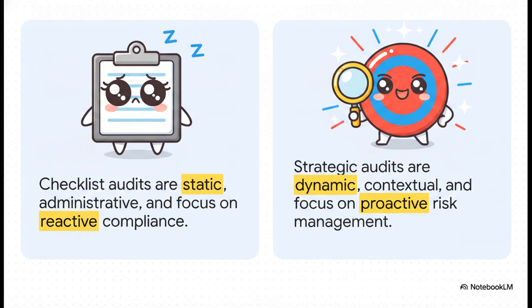Because, frankly, there is a massive difference between an auditor who's just hunting for a signed piece of paper and one who really investigates the true context of an organization. A checklist audit is completely static, right? It basically treats the environment like some annoying administrative hurdle. But a strategic audit? That is dynamic. It evaluates whether the organization is actually proactively managing real-world environmental risks and opportunities based on their specific, unique context.